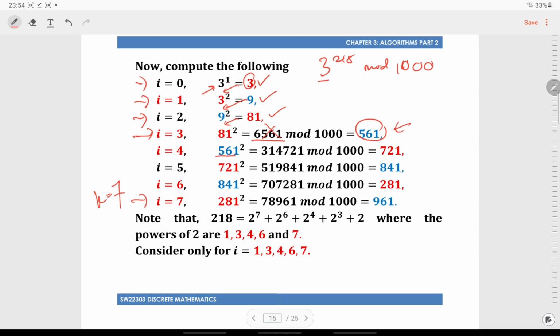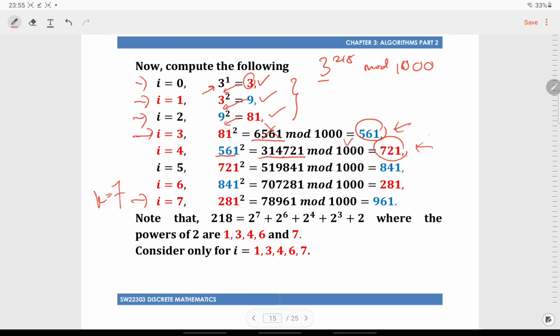So we compute 561 squared. Again, the value exceeds 1000, so we need to reduce mod 1000. If the value is smaller than 1000, then let it be; we just take the original value to the next step. But if the value exceeds 1000, we need to do the modulo reduction first before we take that value to the next step. After the modulo reduction, the outcome is equal to 721. This is the remainder when we divide this number by 1000.